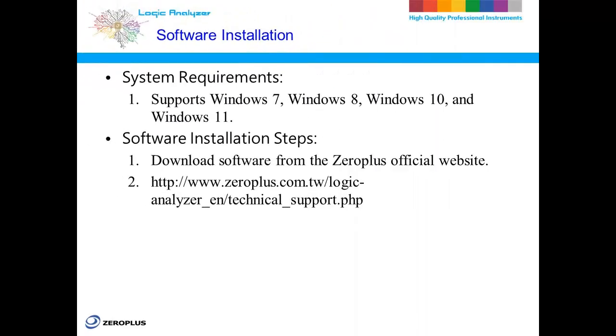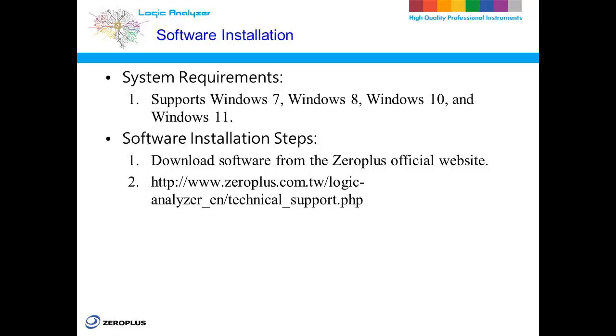Now, let's go over the software installation process for the Bus Expert 2, including the basic system requirements, software download, and installation steps, to help users quickly set up and start using the device. First, there are some system requirements for installing the B2 software to ensure compatibility with your operating system. B2 supports multiple Windows operating systems, including Windows 7, Windows 8, Windows 10, and Windows 11. We recommend that users check their computer's system to make sure it meets the requirements, to avoid any compatibility issues during the installation process.